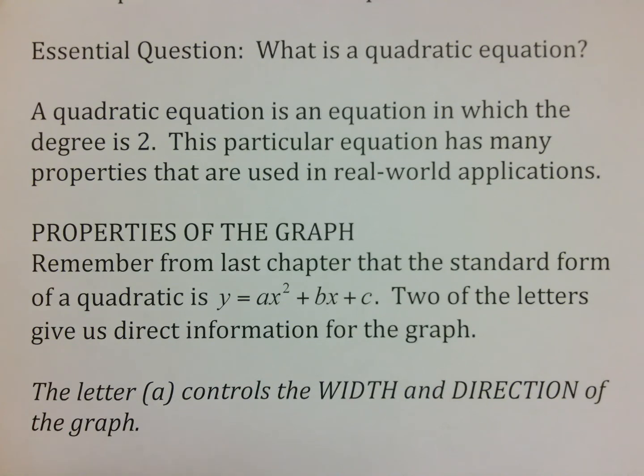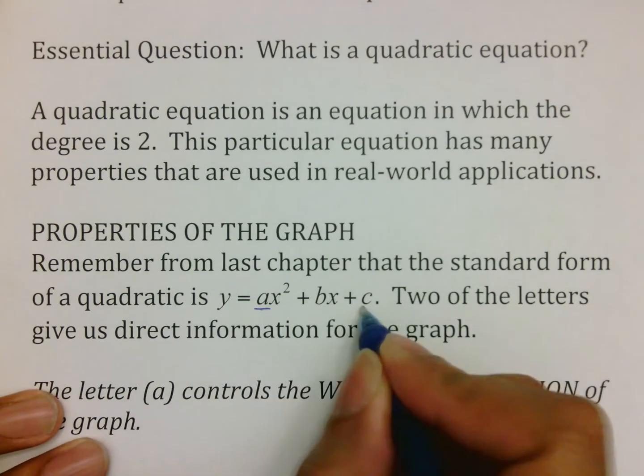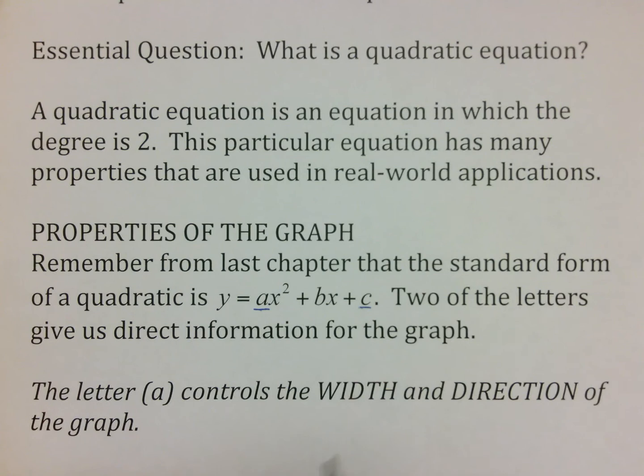Remember from last chapter, the standard form is ax squared plus bx plus c. 2 of the letters give us direct information for the graph, that is the a and the c. So the b is important in terms of the graph, but it's not something that gives us direct information. What a does is control the width and the direction, so it tells you what direction it goes, and it tells you how wide it is.